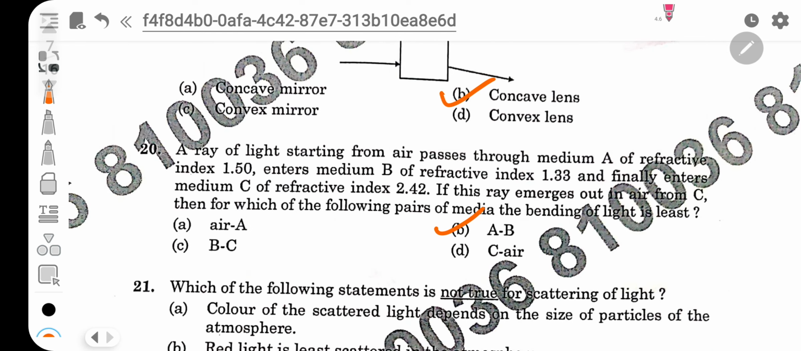Now question number 20. A ray of light starting from air passes through medium A of refractive index 1.5, enters medium B of refractive index 1.33, and finally enters medium C of refractive index 2.42. If this ray emerges out in the air from the side, then for which of the following pairs of media is the bending of light the least? The answer is A and B, because there is less difference between 1.5 and 1.33. Otherwise, 1.5 and 1 has a difference of 0.5, 1.33 and 1 has a difference of 0.33, and 2.42 and 1 is a difference of 1.42. So the answer will be A and B.